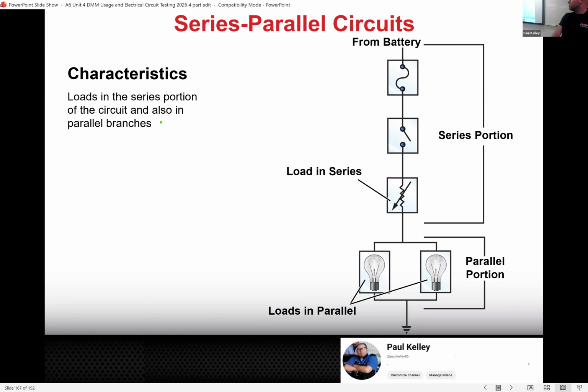But look, we got a new type here. This, I didn't think you could see this. I need to actually hide this piece of junk. Hide. Series parallel circuits. Oh, a little different and a little the same.